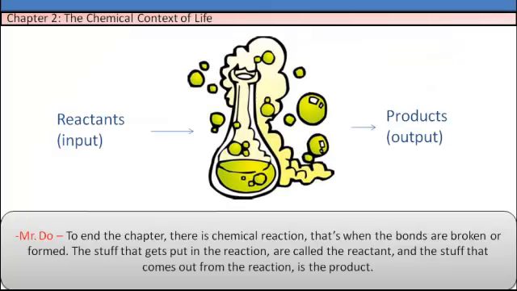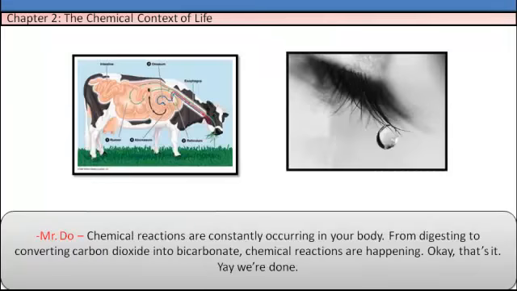To end the chapter, there is chemical reaction. That's when the bonds are broken or formed. The stuff that gets put in the reaction is called the reactant, and the stuff that comes out of the reaction is called the product. Chemical reactions are constantly occurring in your body, from digesting to converting carbon dioxide to bicarbonate. Chemical reactions are happening.